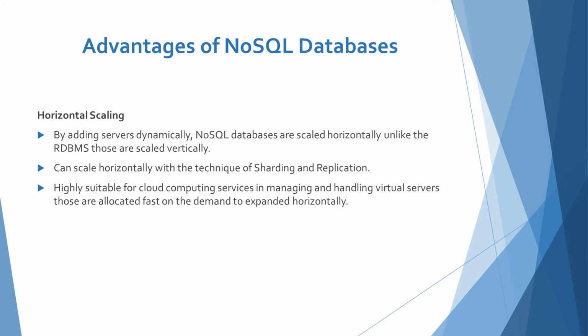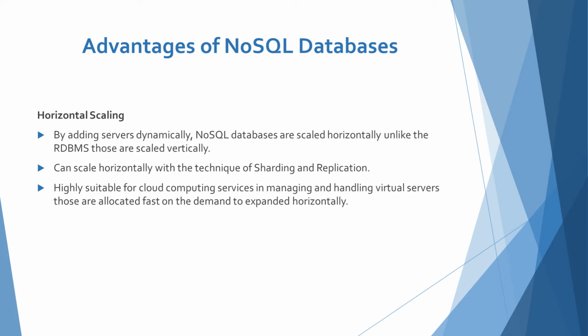Horizontal scaling. By adding servers dynamically, NoSQL databases are scaled horizontally, unlike the ODBMS, which are scaled vertically. In ODBMS, databases are vertically scalable. If the database size is growing, then we can add disks as well as RAM and CPU, vertically only. In VMs, we can extend the disk online, and also add RAM and CPU. That is vertical scalable only.